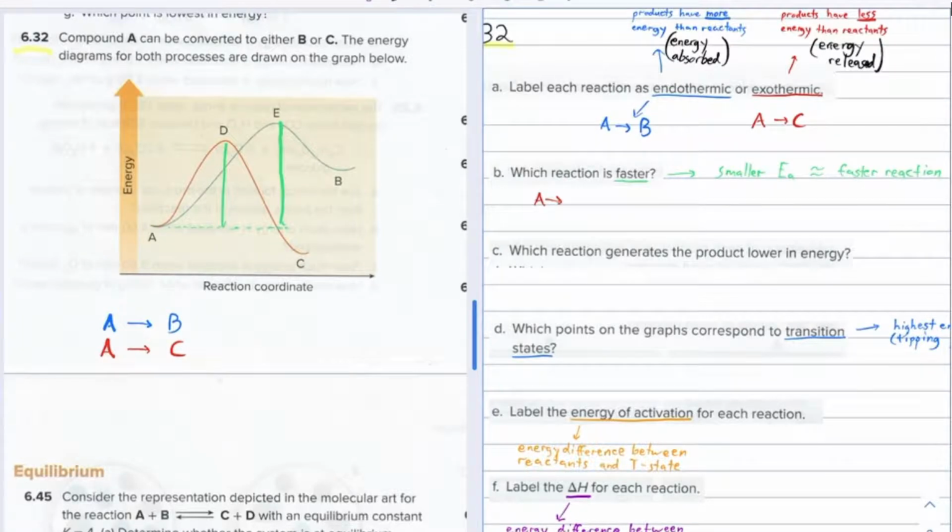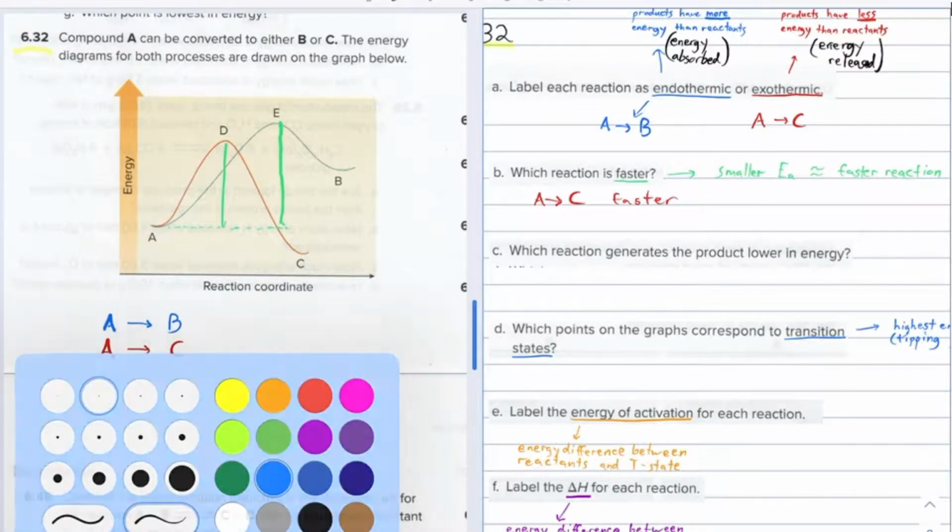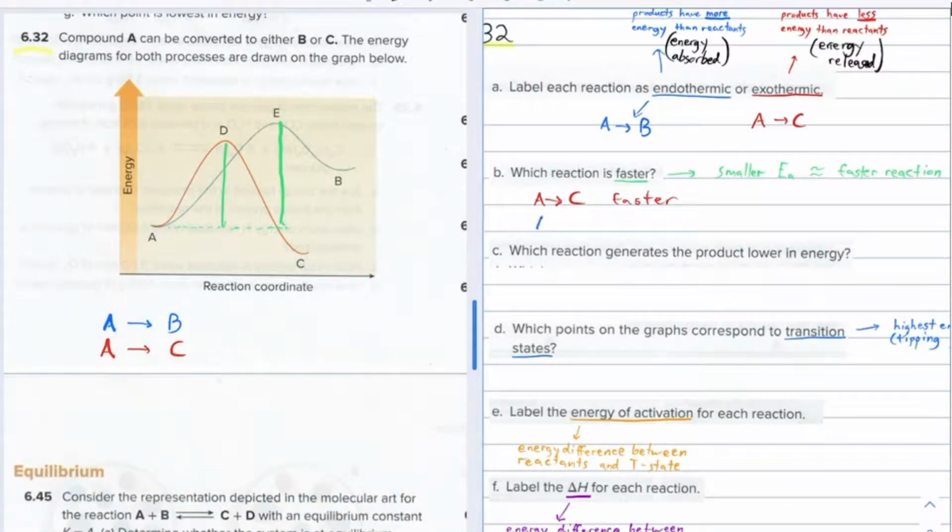A to C is faster because it has a smaller activation energy. And then A to B would be slower because it has a larger activation energy.